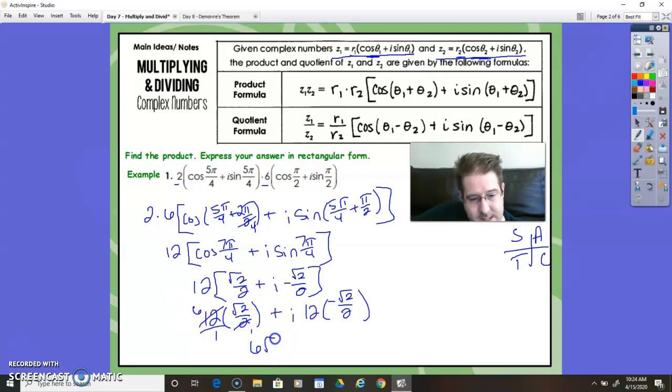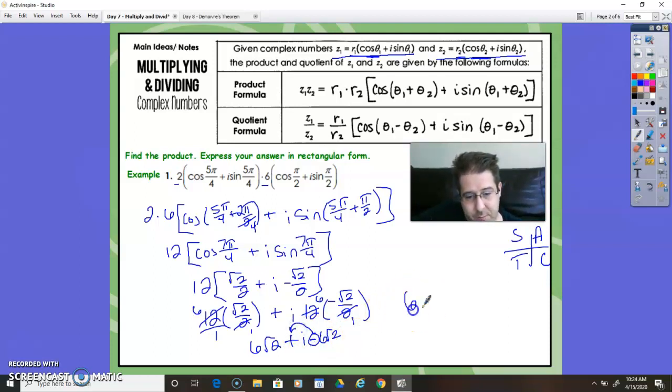So this becomes 6 times square root of 2 plus i times, this does the exact same thing. 6 times negative square root of 2 is negative 6 times the square root of 2. Now, I don't really like the way that's written. I'm going to move this negative out in front over here.